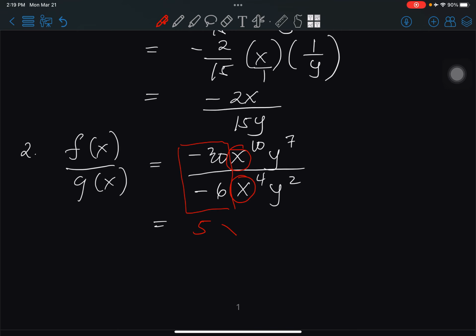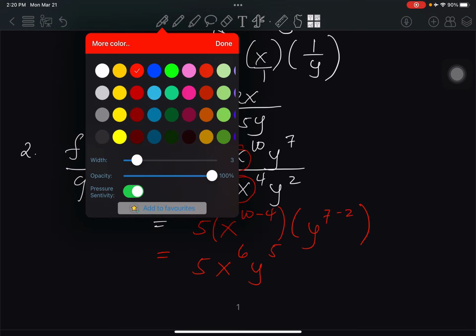So we have x raised to the power of, you subtract our exponent, so we have 10 minus 4. Then we have your y. So y, we have 7 minus 2. Okay? Then simplifying this, we have 5x raised to the power of 6, then y raised to the power of 5. So that's the answer now. We have 5x raised to the power of 6, then y raised to the power of 5.